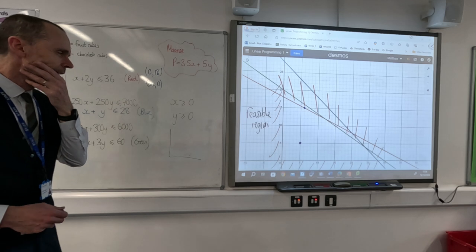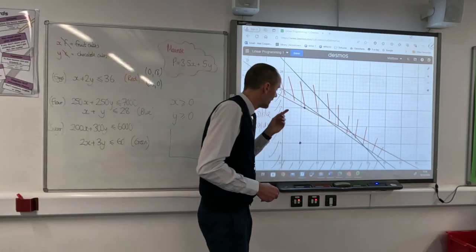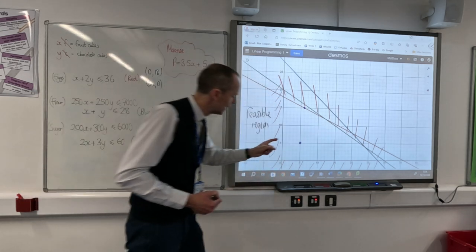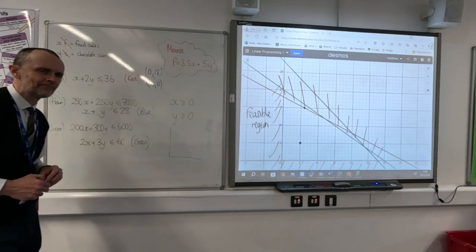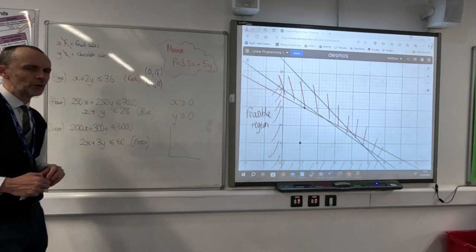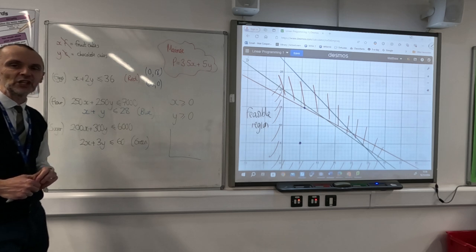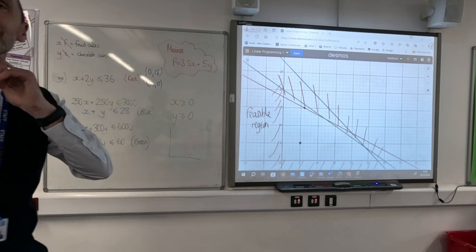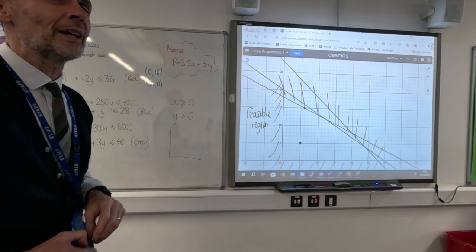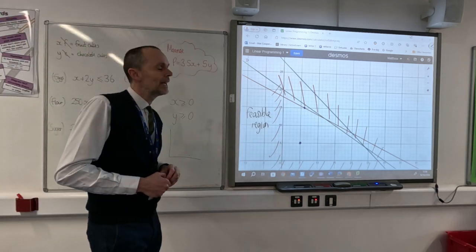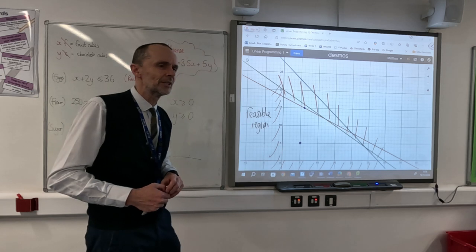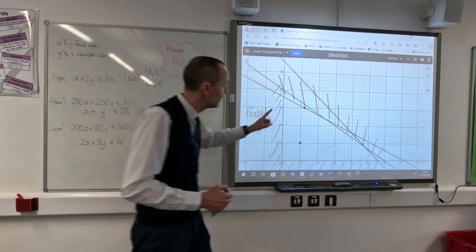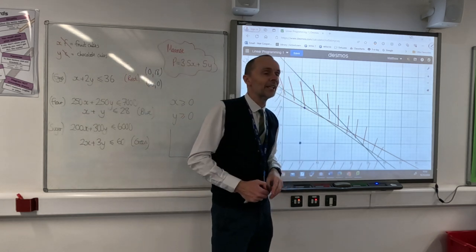Now, can anyone suggest why a solution on the red line is going to be better than a solution in the middle of the region? What does a solution on the red line mean in terms of her egg usage? What do you reckon, Thurston? Go on, add something to that, Frank. She's using all her eggs. If we have a solution that's on the red line, it means we haven't got any eggs left over.